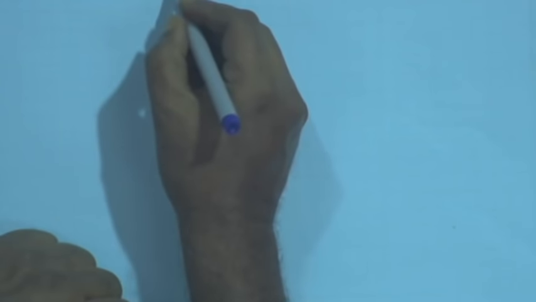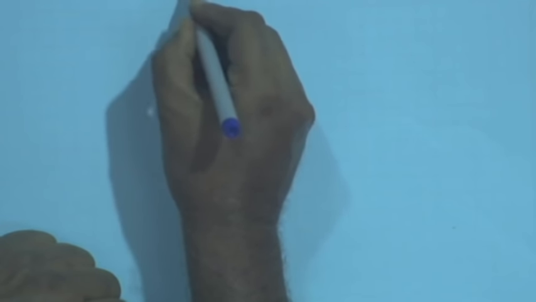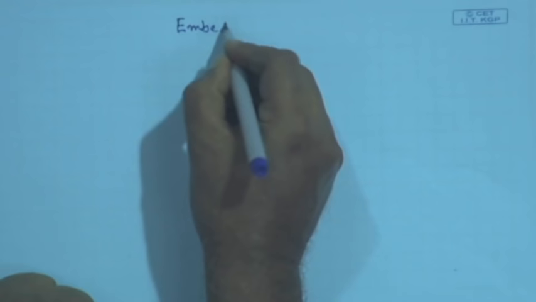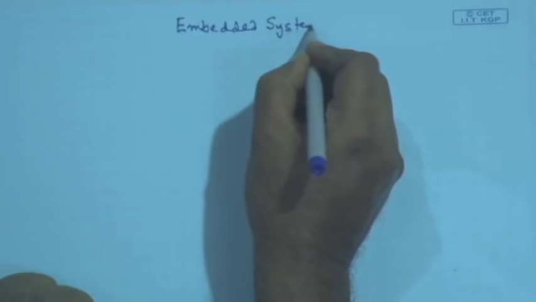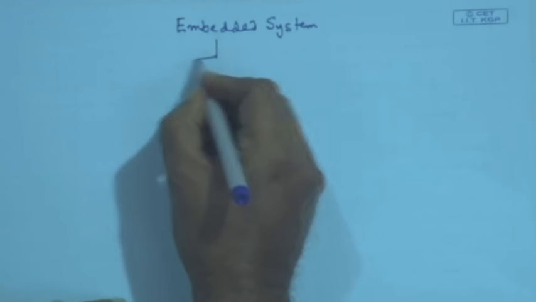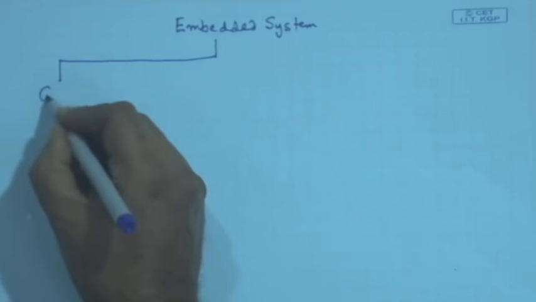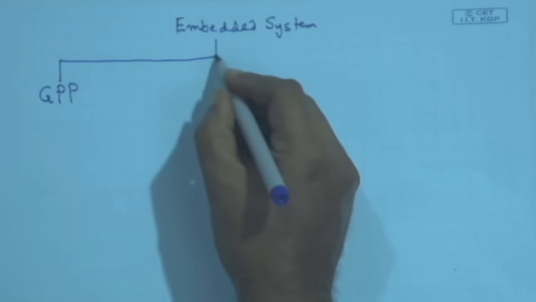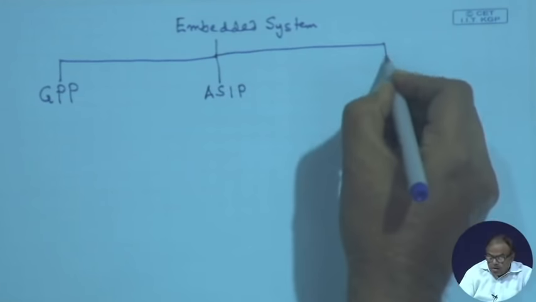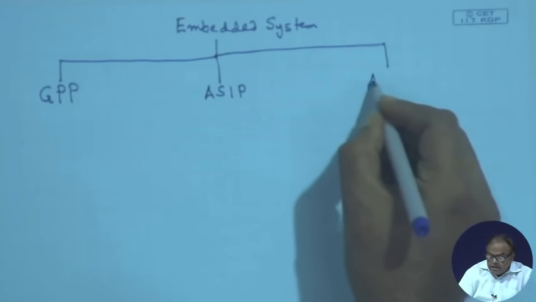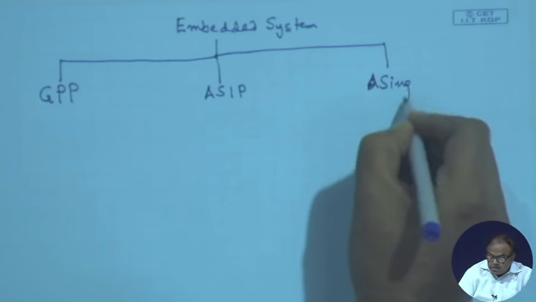So, now summarizing whatever we have discussed up to now, for embedded system design, we can utilize general purpose processors, we can utilize ASIPs, or we can design single purpose processors.